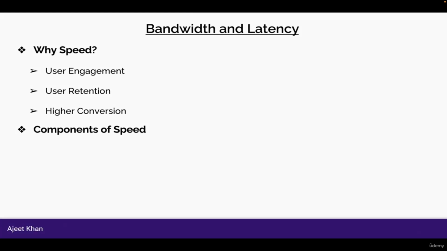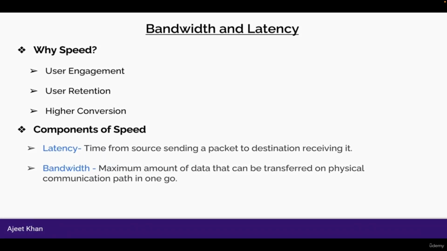Now let us understand what all the components of speed are. Latency and bandwidth are the major components of speed. Latency is the time from source sending a packet to destination receiving it. And bandwidth is the maximum amount of data that can be transferred on a physical communication path in one go.